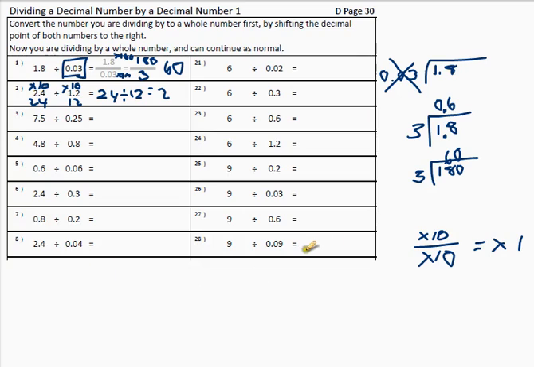Just to do this one with you. 9 divided by 0.09, we're going to think we times with 100 this one to get a 9. In other words, we times with 100 this one and we get 900. And 900 divided by 9 gives us 100. And that is your answer to that original sum, okay? Pause the video, you do the rest.